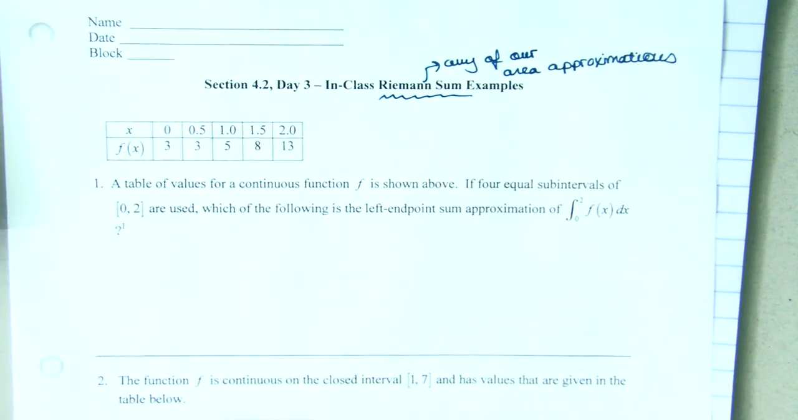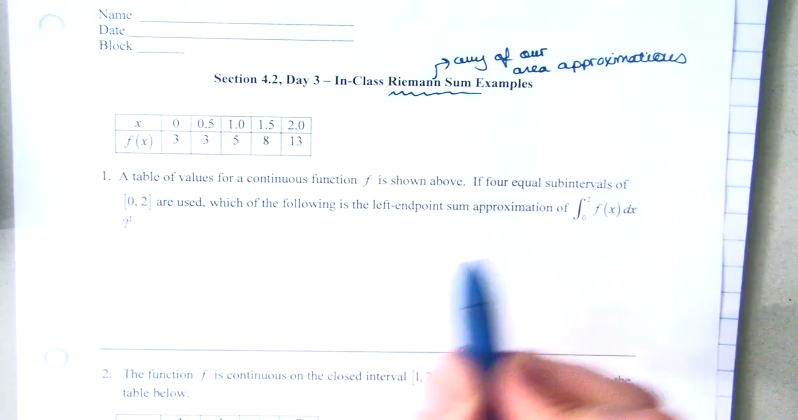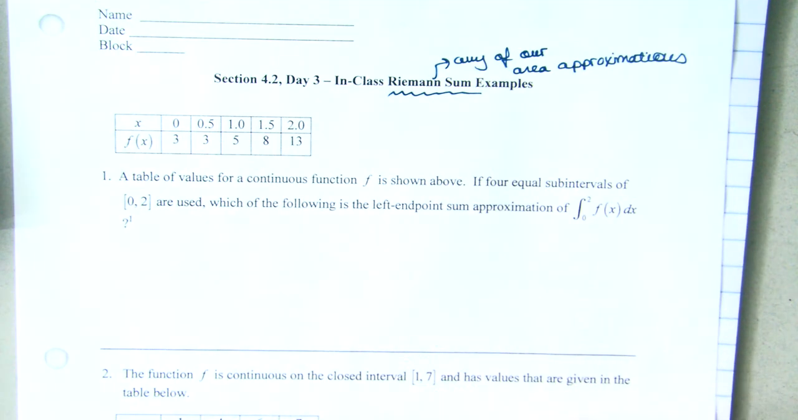And this is going to sort of go back to that first video in this section that we looked at where we found a right endpoint sum, a left, a midpoint, a trapezoid. But I want to just do this from a couple different perspectives. We'll do this from a table of values. We'll do this from a graph. And this is something that will definitely show up on the AP exam. You'll be asked to approximate an integral using a table of values on one or multiple free response questions.